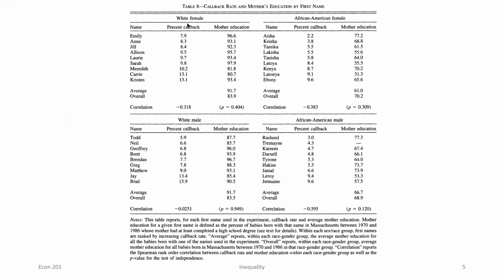So you can think about the names that they had in the different groups. And you see here, the percent callbacks are much higher for the white, European-sounding names as opposed to names that might be associated more with non-white or non-European. So this is bad, right? This is not good, right?